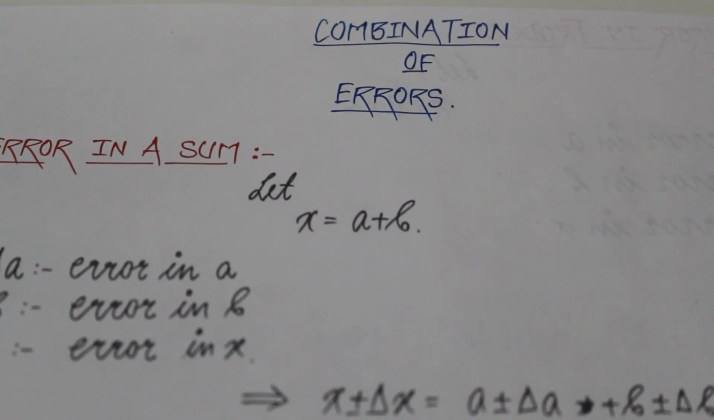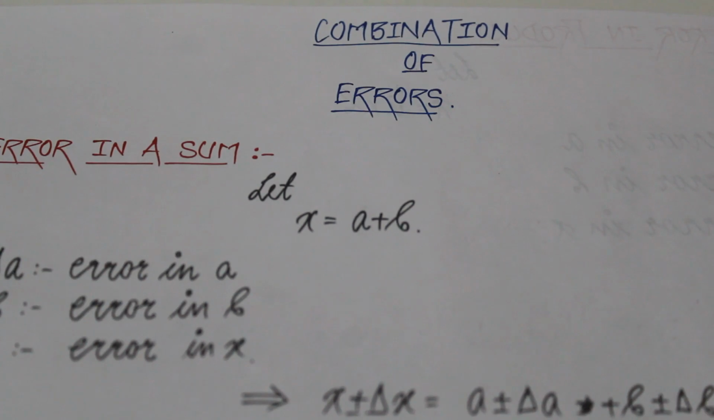Up till now we have studied about individual error, that is error in a given quantity. Now we'll study combination of error. What do you mean by combination of error? Let's say a quantity can be found out by adding, multiplying, dividing or subtracting two quantities. Then what will be the error in that quantity?